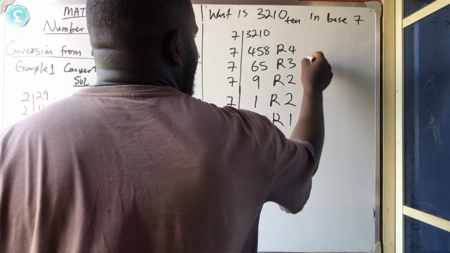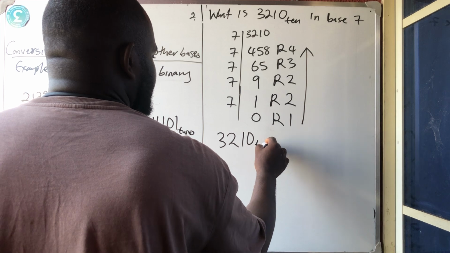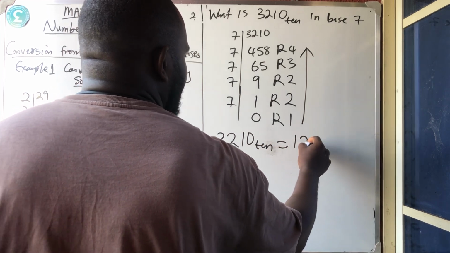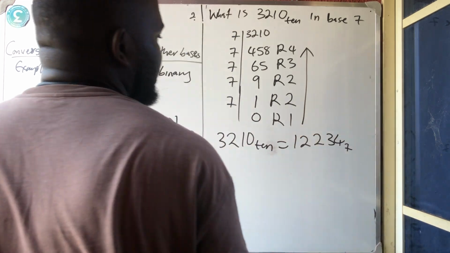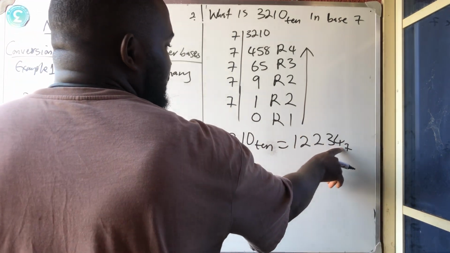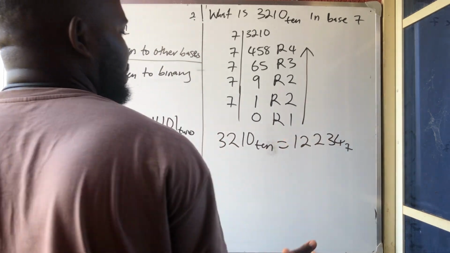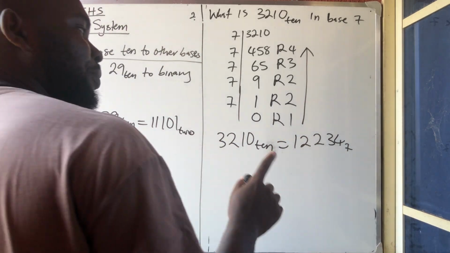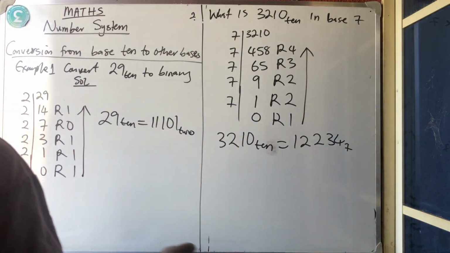Okay, so my answer is now from down to up, which means 3210 base 10 is equal to 12237 base 7. Okay, you see that in this thing now, 6 should be the highest number, and it's correct because 4 is the highest number here. So you can never have any number from 7 and above. The highest number you must have is 6.